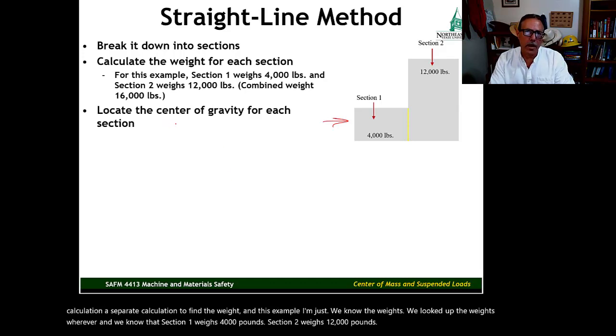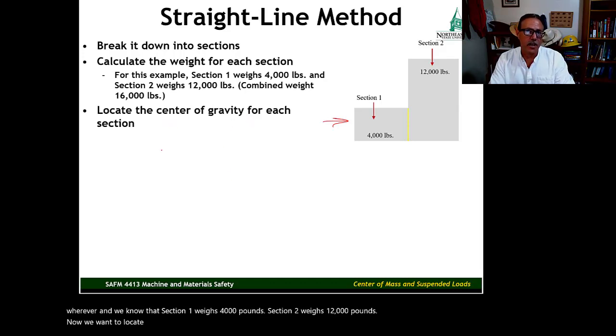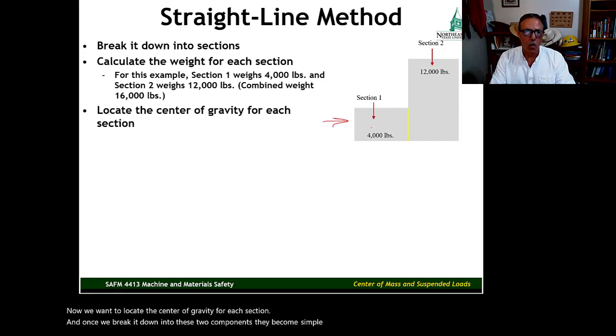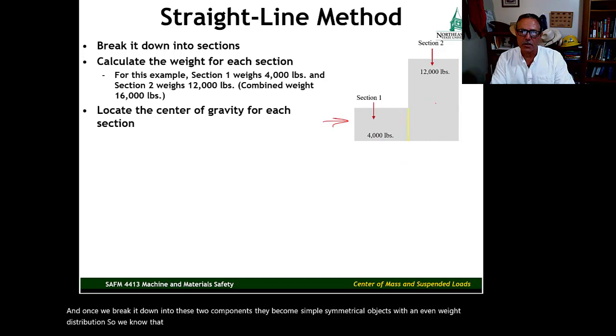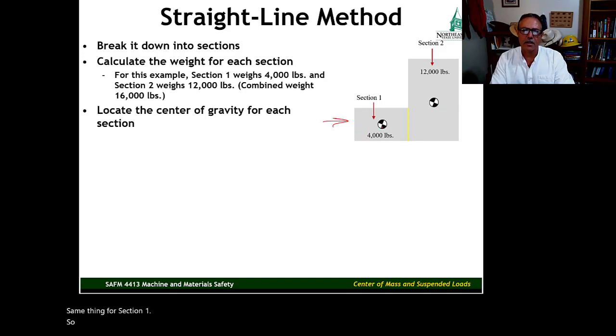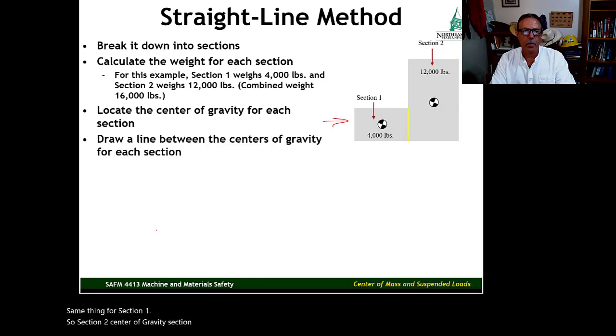Now we want to locate the center of gravity for each section. Once we break it down into these two components, they become simple symmetrical objects with an even weight distribution. So we know that the center of gravity for section 2 is going to be somewhere in here, right there in the middle. Same thing for section 1. So section 2 center of gravity, section 1 center of gravity.